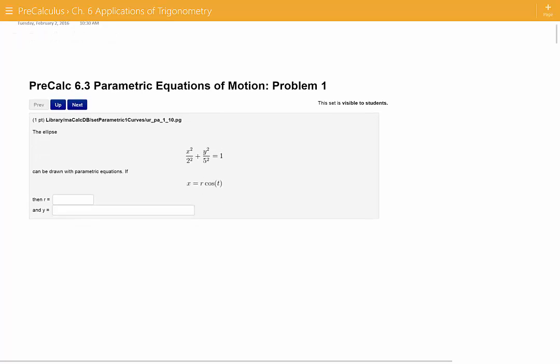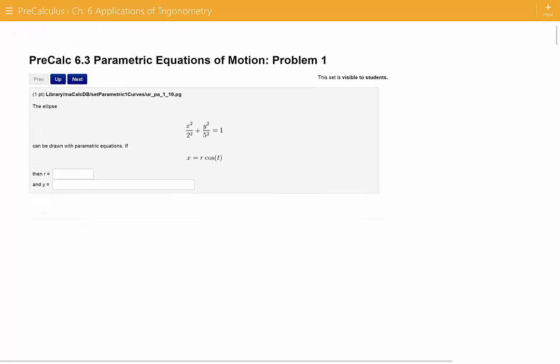Okay, this is 6.3 homework help. The first problem gives us an ellipse right here. And it says it can be drawn with parametric equations if we let x vary with some number r times the cosine of t, and then y is going to have to vary with something as well, because how parametric equations work is you have x varying with a variable t, and you have y varying with the same variable t, and that makes up the ordered pairs of your function.